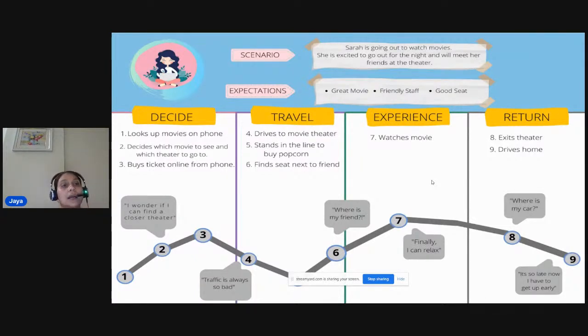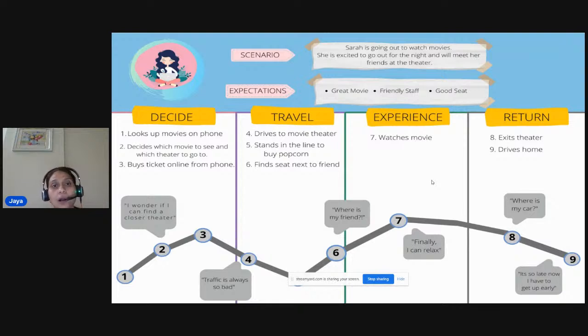That is the thing when you go for a late night movie. These things always come to your mind: decide, travel, experience and return, because these things decide each and everything, the movement of the customer. So when you're talking about these things, this is also a type of customer journey where these things come into the picture.